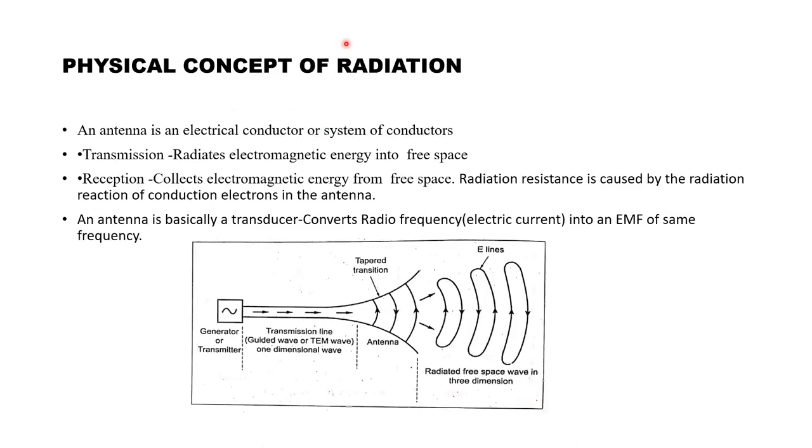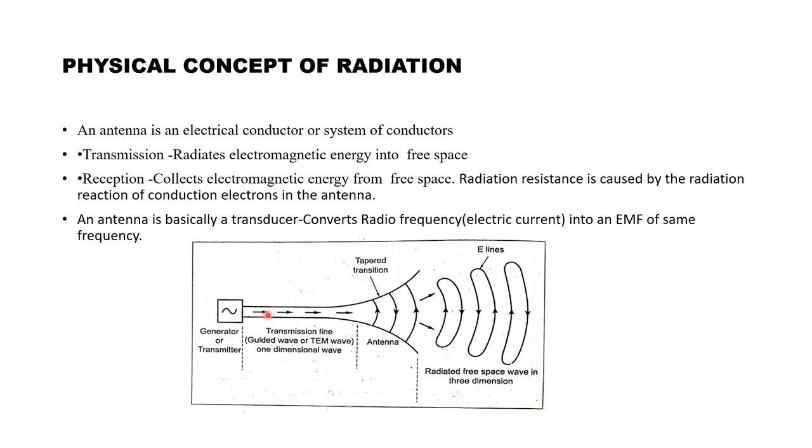Next one is the physical concept of radiation. Already I have told how the antenna will radiate electromagnetic waves. See here, this is a generator or transmitter, here the antenna, and in between we have a transmission line. This transmission line acts as impedance matching. It carries the information of the electromagnetic waves generated by the transmitter and gives it to the antenna. The antenna will radiate the electromagnetic waves into free space, right?